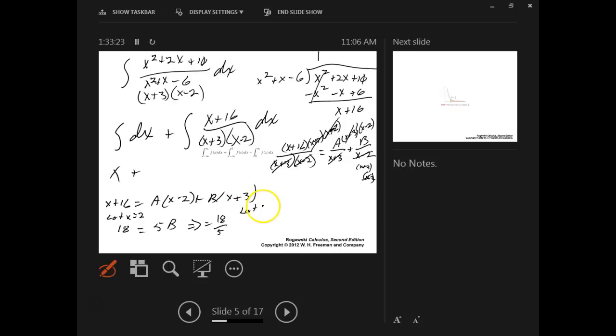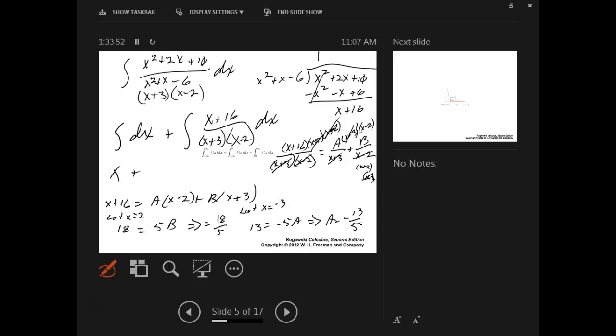Let x equal -3. And what does the left-hand side become? 13. I like that a lot, yes. -5A. So therefore A is -13/5. That looks like fun too. And that's exactly what you got. Okay?